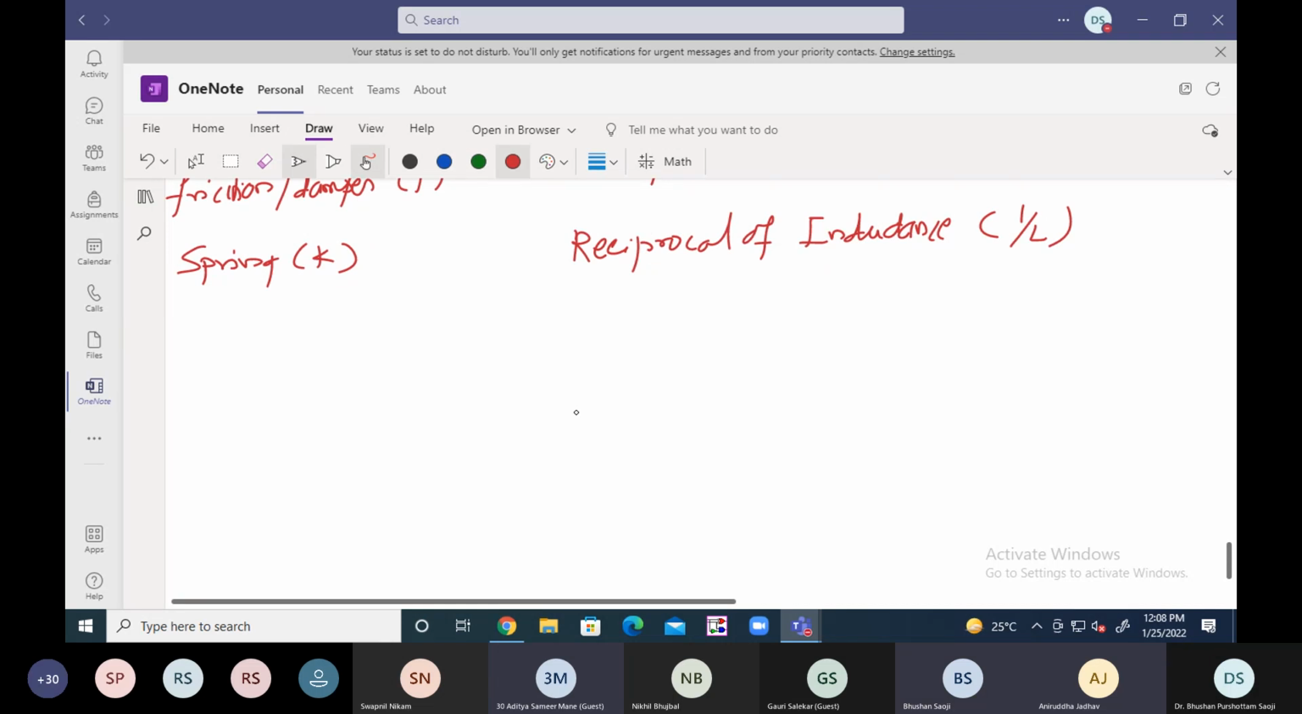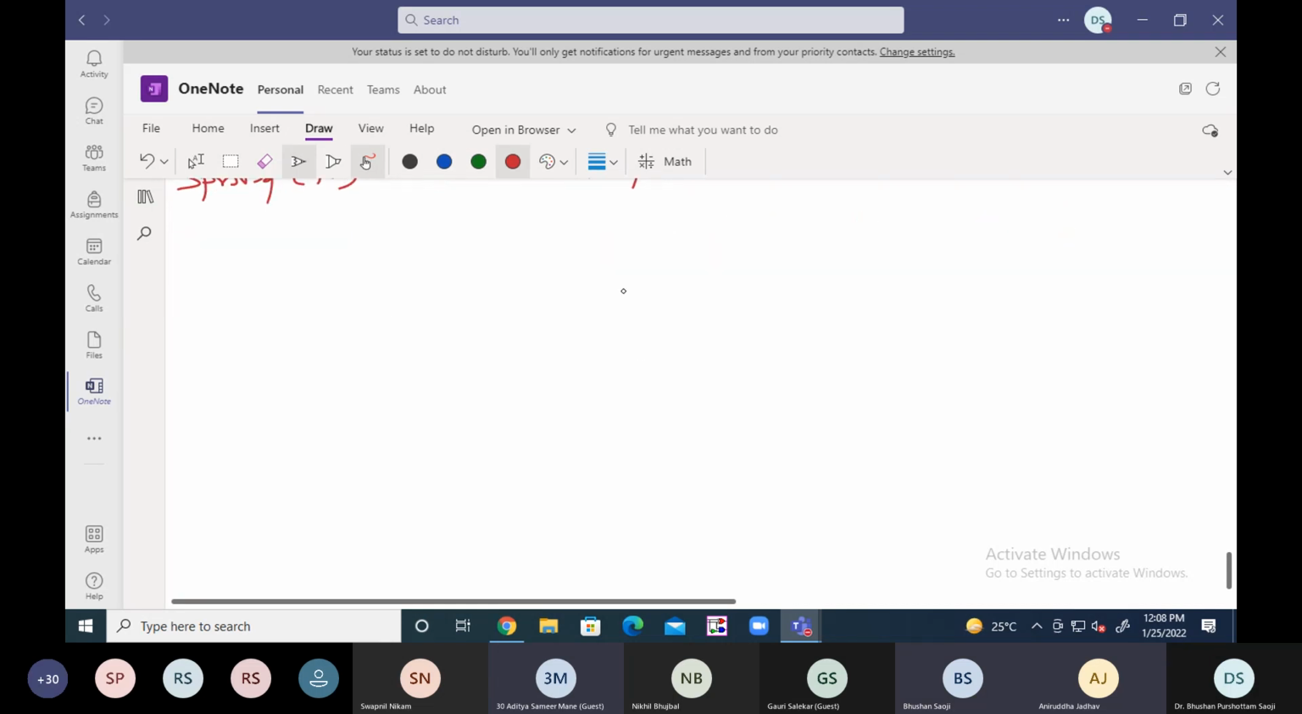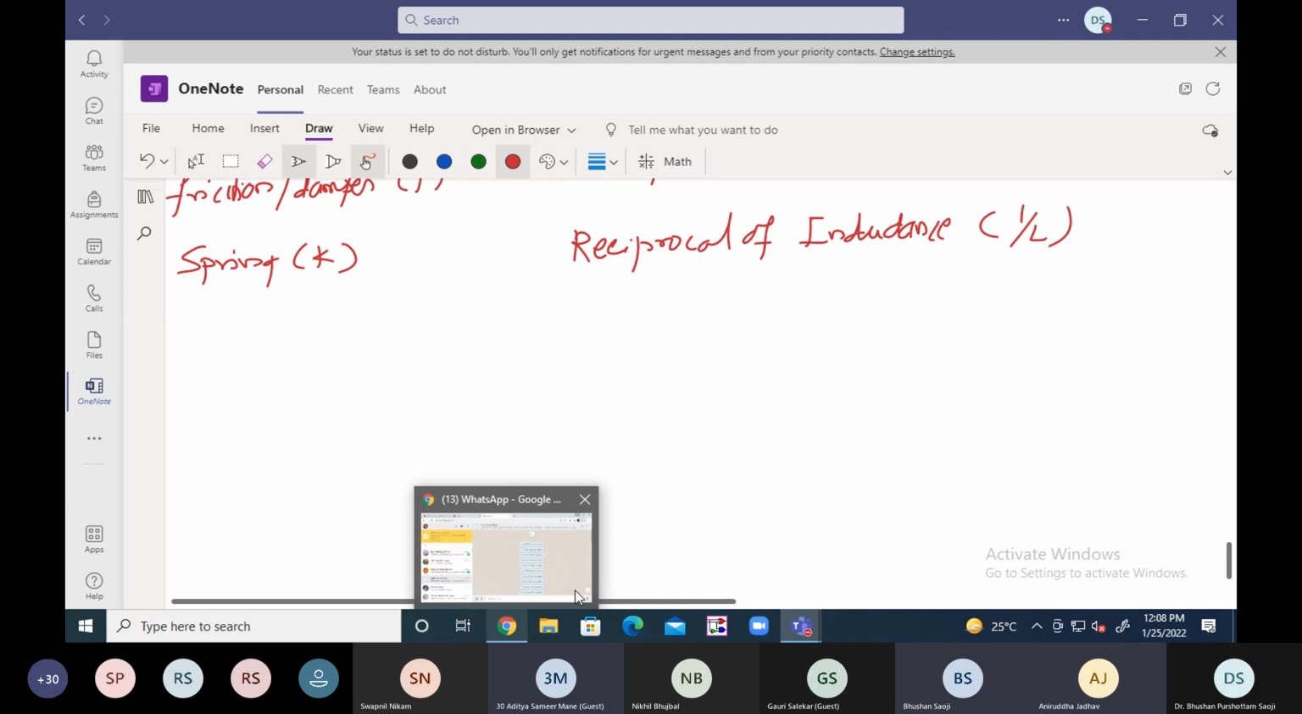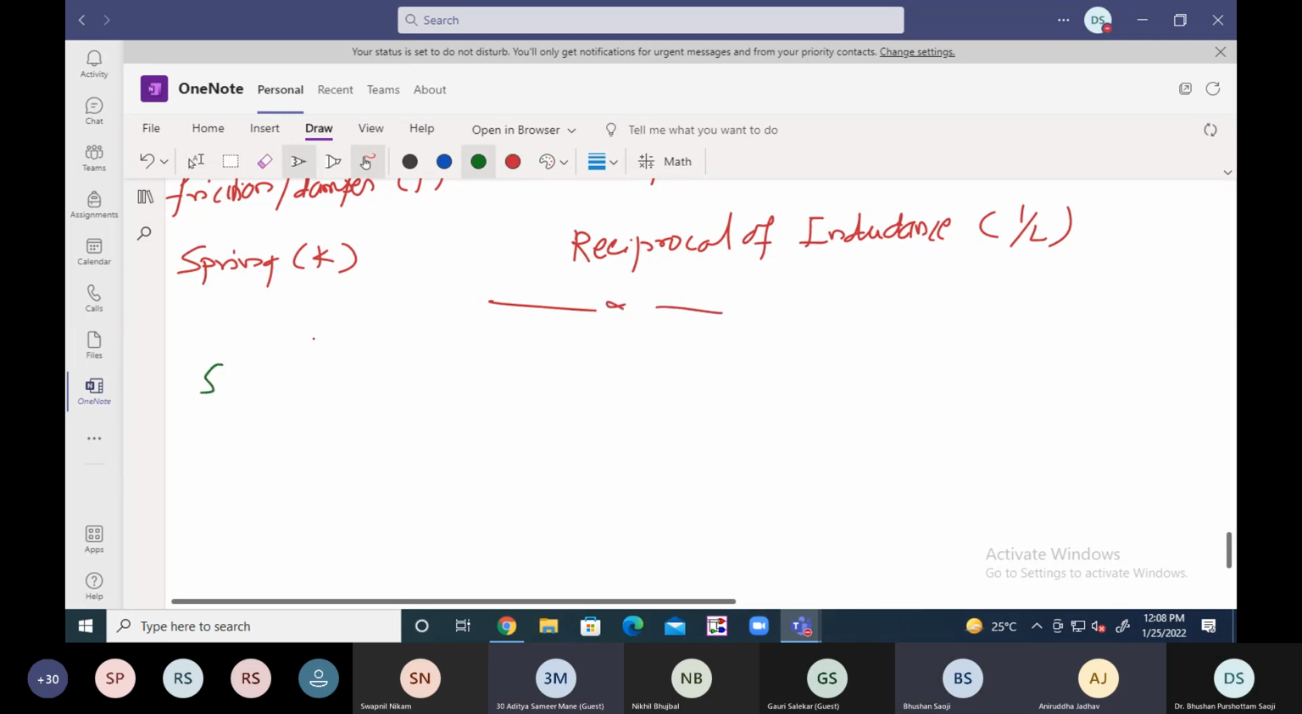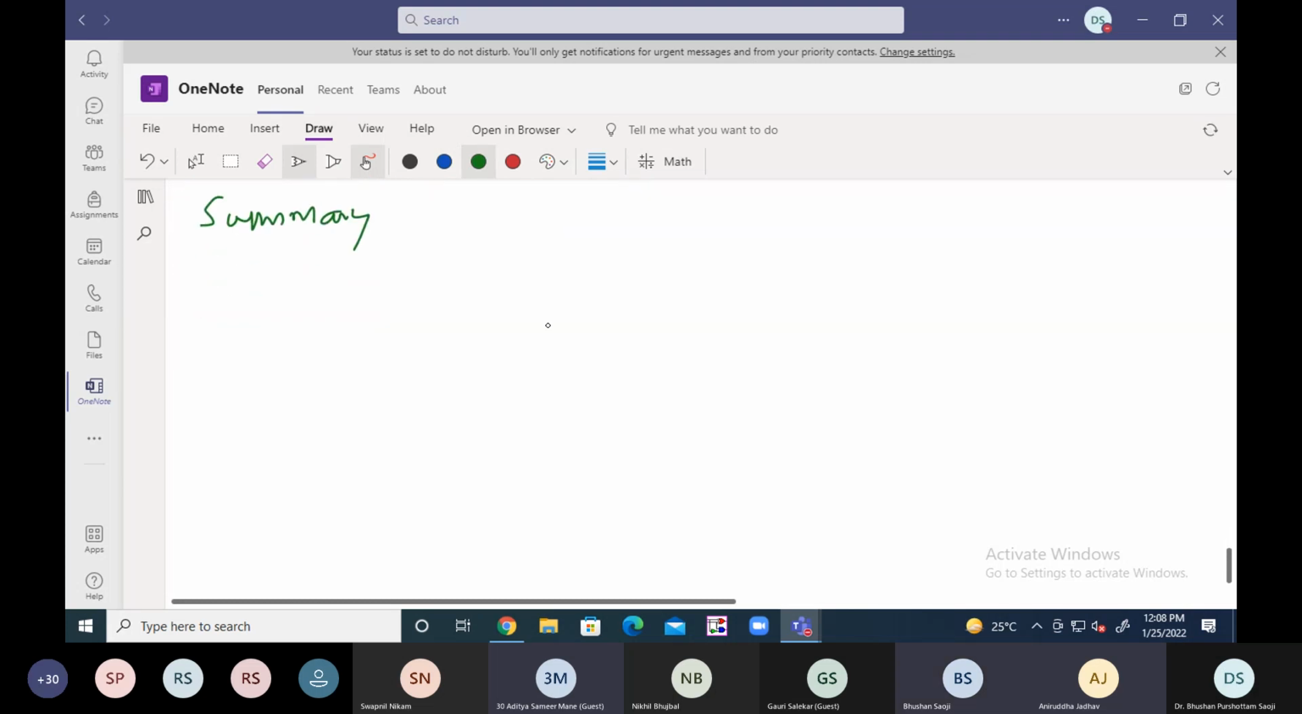Now see here, we can summarize this in a one sheet like this one. Here we will write down the summary. Here we will write down mechanical, here voltage analogy, and here we will write down current analogy.